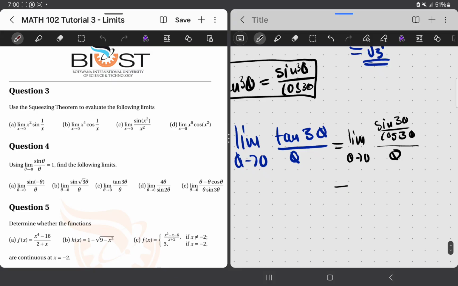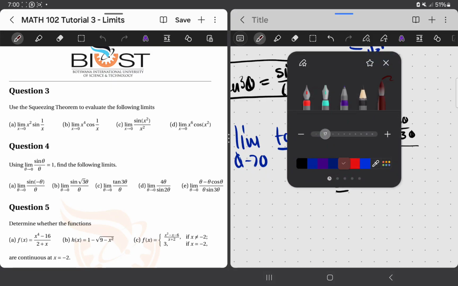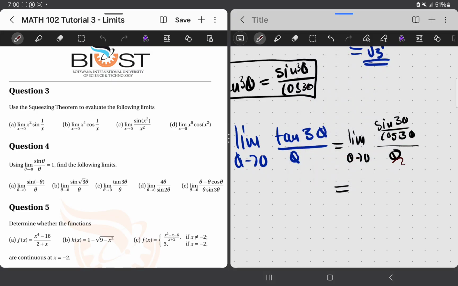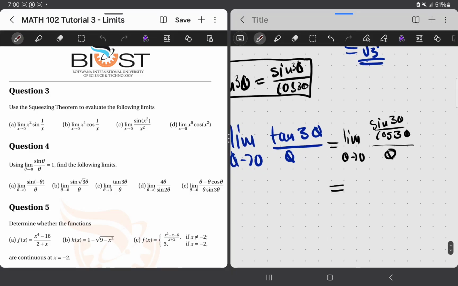Okay, and now here's the thing. What do you do when you're dividing by a fraction? You multiply by the reciprocal, okay? So this is going to be the limit as theta goes to 0 of sine 3 theta over cos 3 theta, but it's now times, what is the reciprocal of this guy? It is 1 over theta. This is theta. The reciprocal, which is the flip of it, is 1 over theta. The flip of x is 1 over x. The flip of 7 is 1 over 7. So the flip of theta is 1 over theta, and you multiply by that.